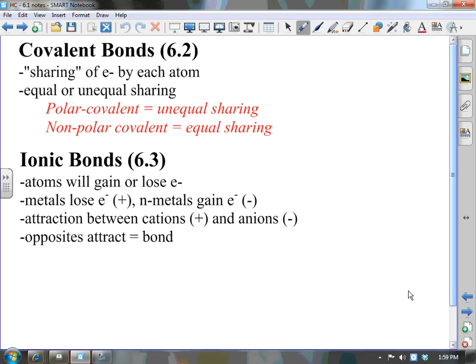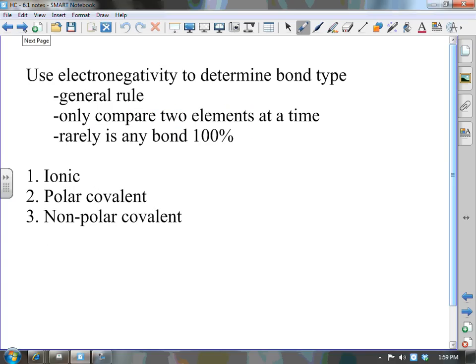So how in the heck do we figure out, just by looking at the elements, what are they going to form? Real simple calculation here. We're just going to look at electronegativities. If we look at the electronegativity of two elements, then we can figure out the type of bond that they will form. Now, we're keeping this simple. We're not going to look at 3 elements or 4 or 5. We're just going to look at 2 at a time. Keep it simple. Now, general rule. Of course, there can be little inconsistencies, and then what if there's a 3rd atom or a 4th atom? That sort of throws it out of whack.